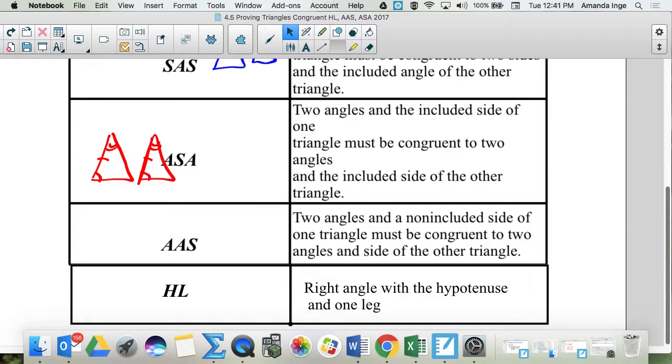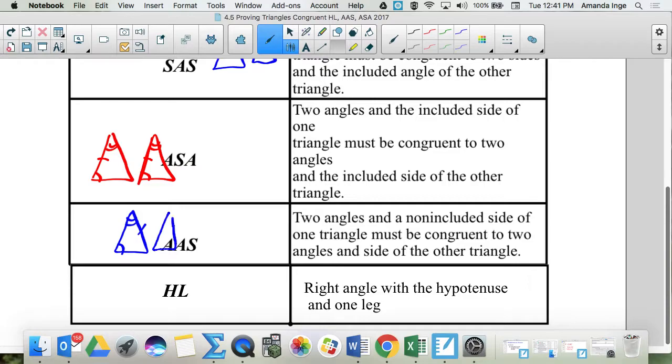of another triangle. The next one is angle, angle, side, where you have 2 angles and a side that is not included. So you have 2 angles and a side that's not between the 2 angles. So 2 angles and a non-included side of one triangle must be congruent to 2 angles and the side of the other triangle. The last one is hypotenuse leg.